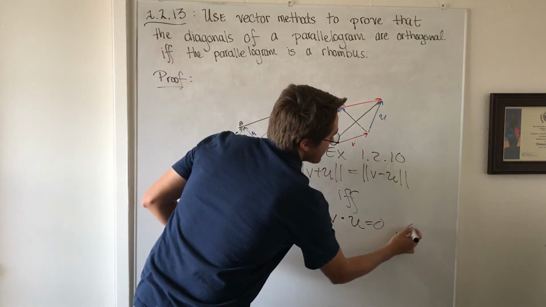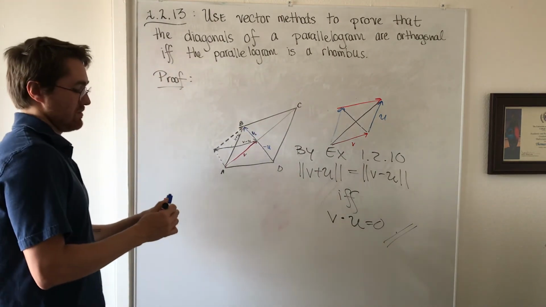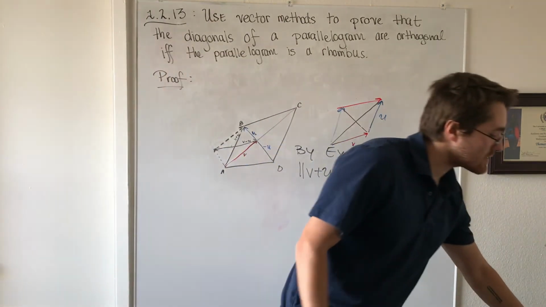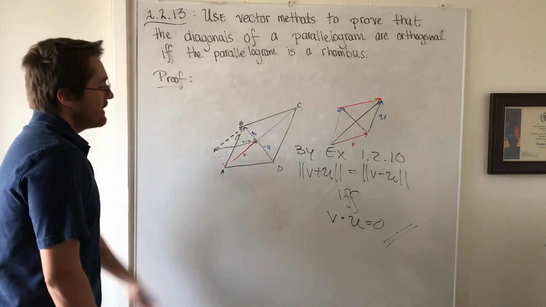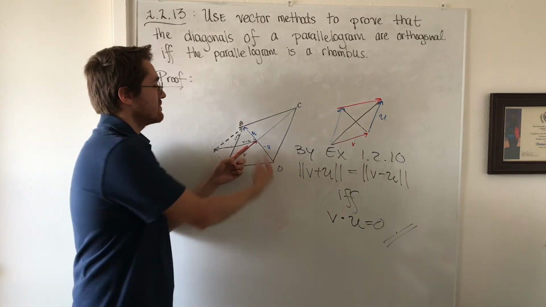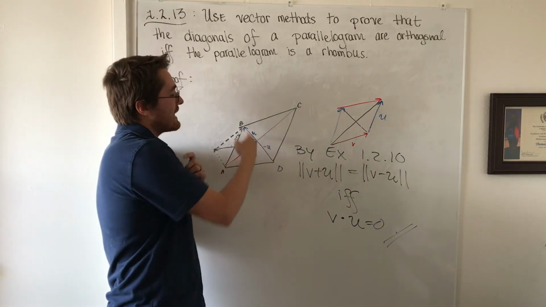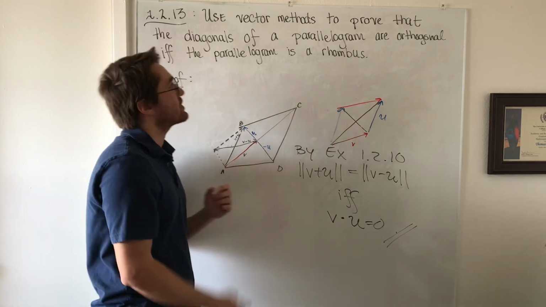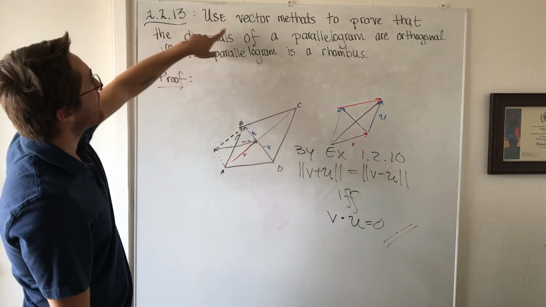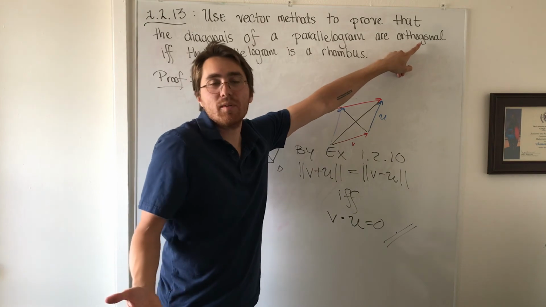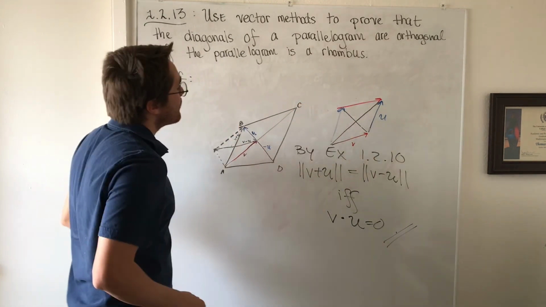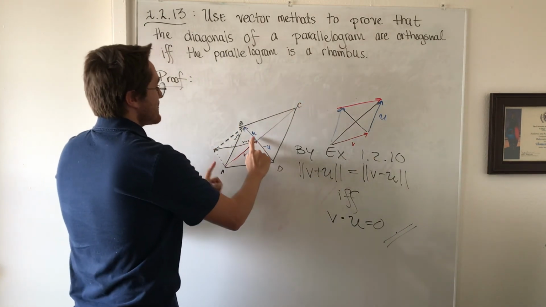And what we're going to find is it's actually the end of the proof. That's good enough, because take a look at this. What would it mean for v dotted u to be equal to 0? It would mean these diagonals are perpendicular, which is what we're going to want to show. We want to show that the diagonals are orthogonal, meaning they're perpendicular, right? If and only if this was the same length as that.